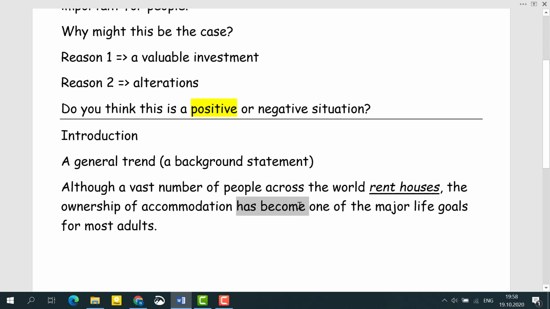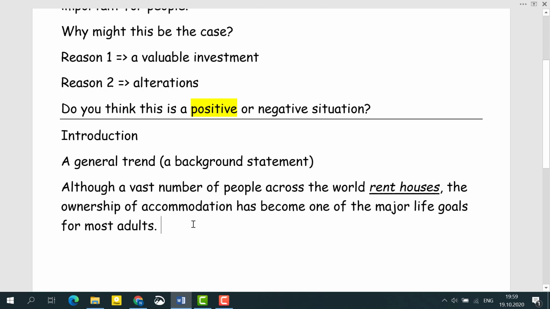Okay, and I'm using a complex grammar here. The present perfect, has become. Okay, not is, but has become. So number one, we have has become. Okay, and that's how we can impress the examiner. Plus we have complex words here, which is awesome.